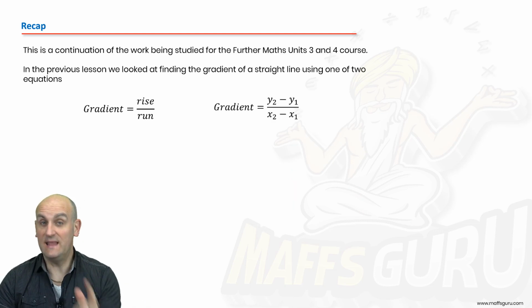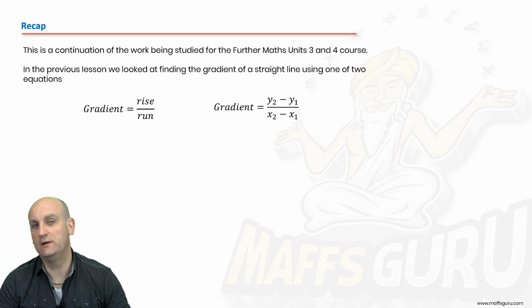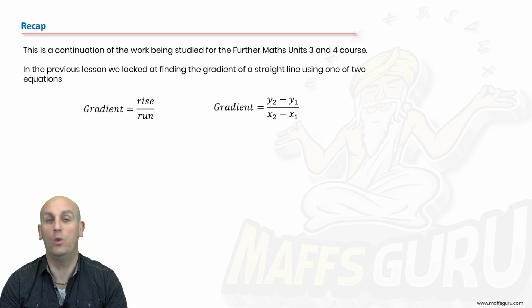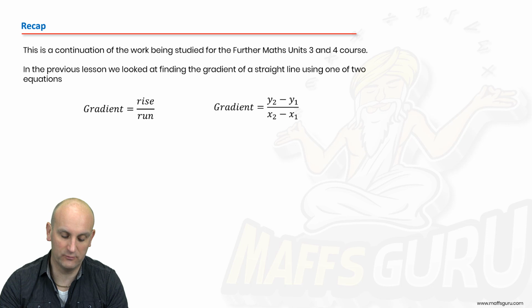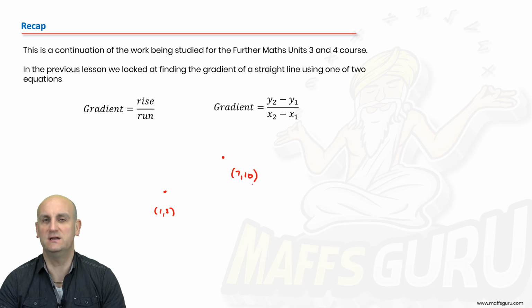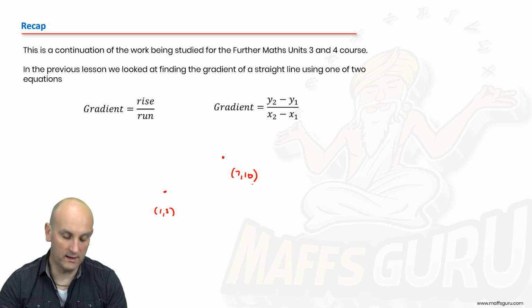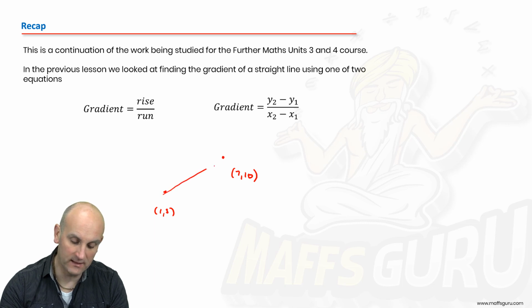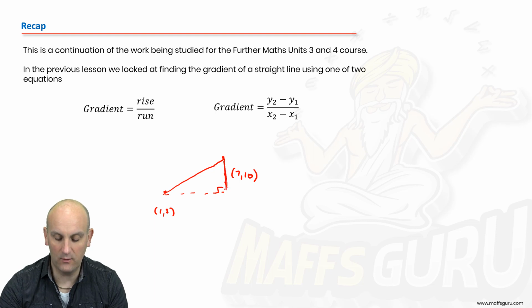Now, yes, as I say, in that previous video, we have looked at gradient as being two things, rise over run and y2 minus y1 over x2 minus x1. So if we have 2 points, if you remember, and we have the values 1, 3, let's say, and 7, 10, then we can join them together to make our straight line and then turn it into a right angled triangle and look at the difference in how high this triangle is. And so how would we do that? Well, we know that the height finishes at 10 and it starts at 3, so that has a height of 7.